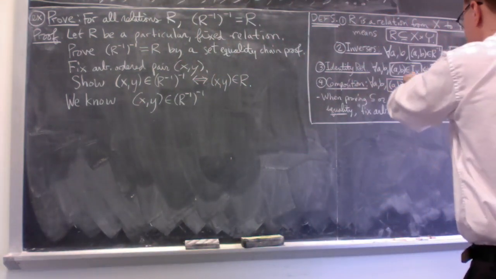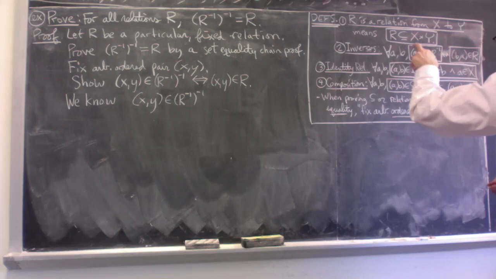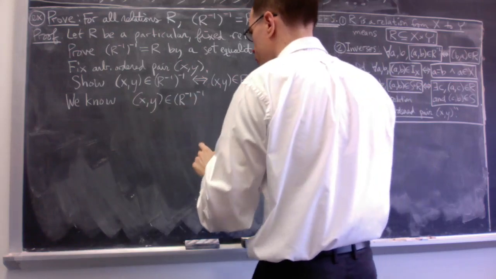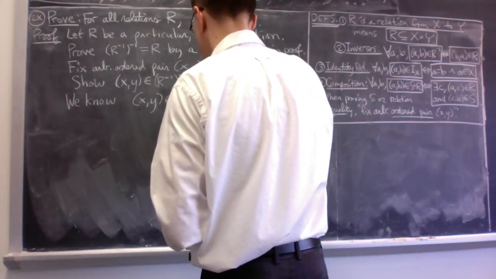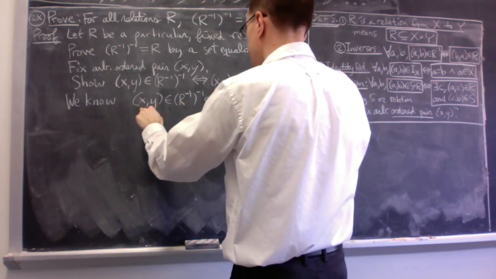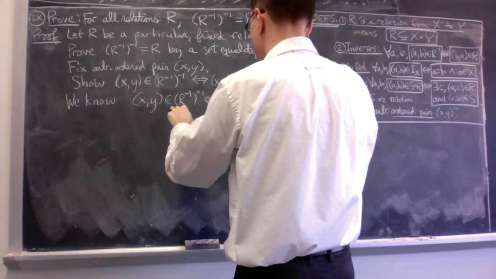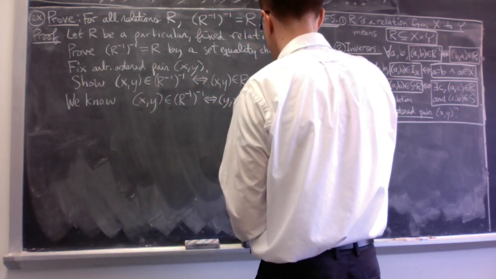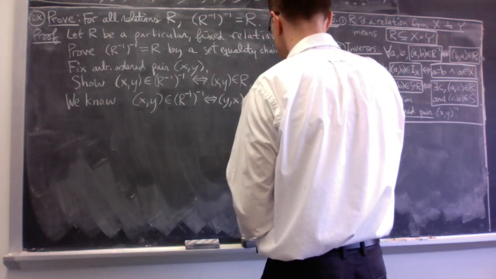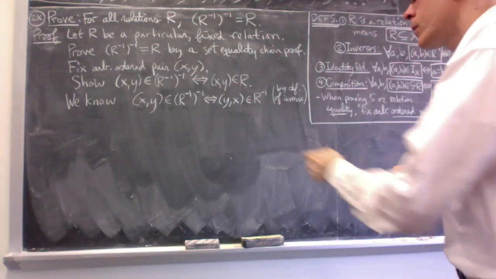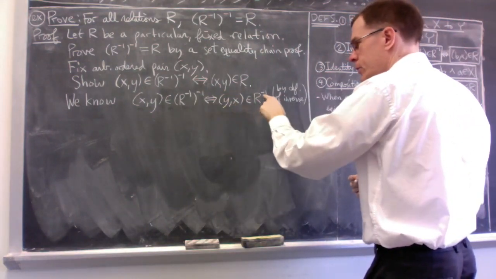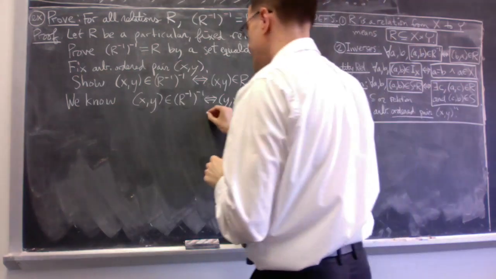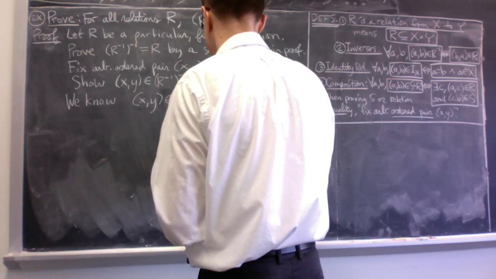So for the inverse, in this case it's not the inverse of R, it's the inverse of R inverse. But what does it mean? So x, y is a member of (R inverse) inverse means, using a single definition, that y comma x is a member of R inverse, by definition of inverse. And then I get to use the definition of this inverse: y comma x is in R inverse, by definition, if and only if x comma y is in R.